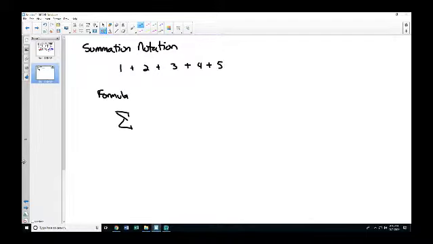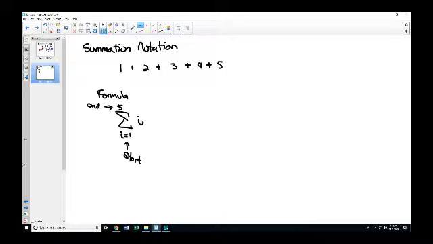If we're going to write this as a formula, what is my starting value? No, 1. So from i equals 1, that will be our start. What's our end? 5. Okay, this is a very simplistic one. And how would I get from 1 to 5? You add all the values up to 5.